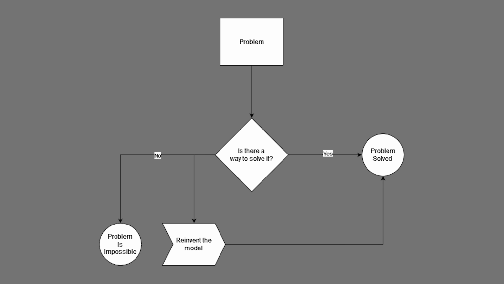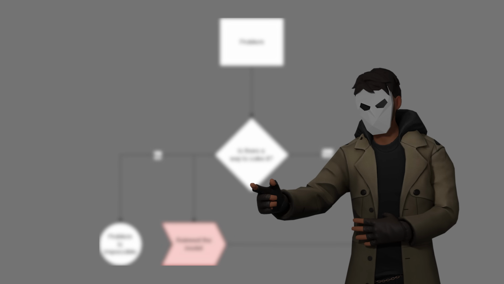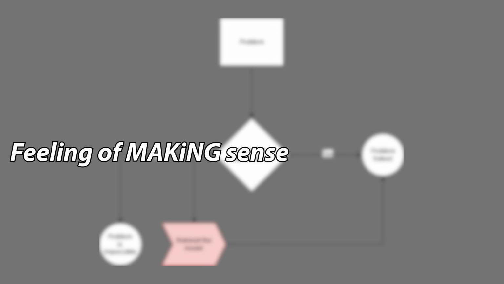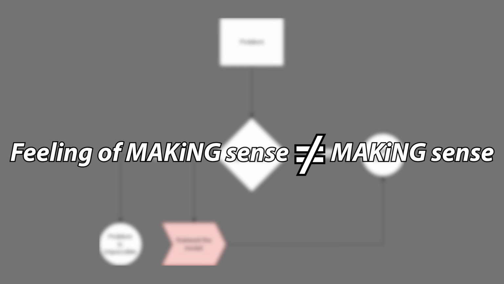Now, reinventing the model will always seem like absolute nonsense, because what we're basically saying is, hey, remember that math thing that we all did and seems to be working perfectly fine? Well, how about we change it? But it doesn't matter, because feeling of making sense and making sense are two different things, which is a perfect way to segue into the second problem on our list of two problems.